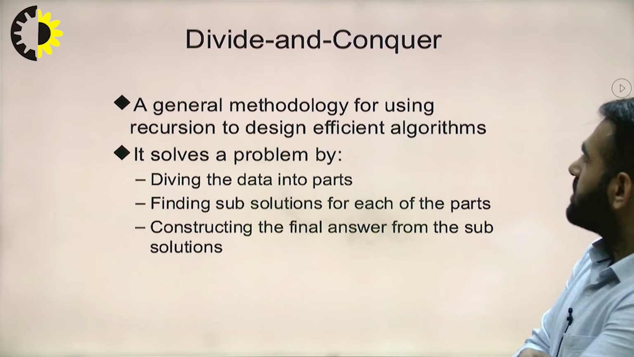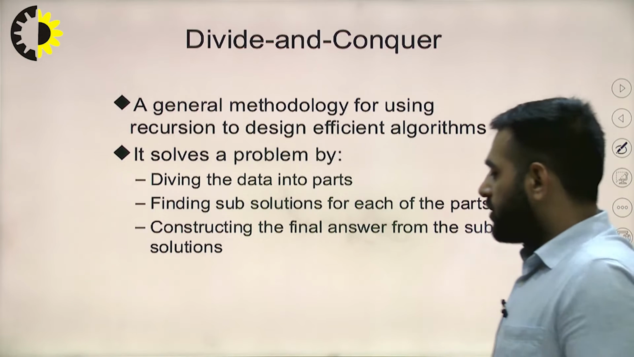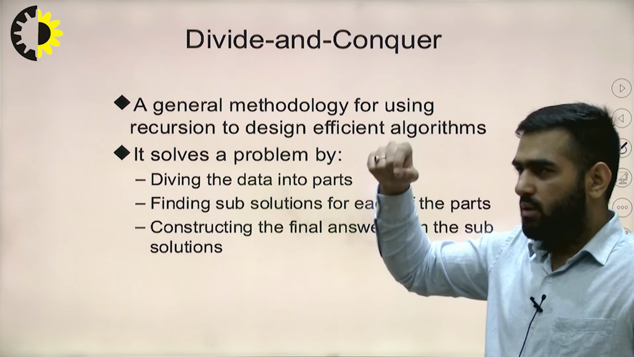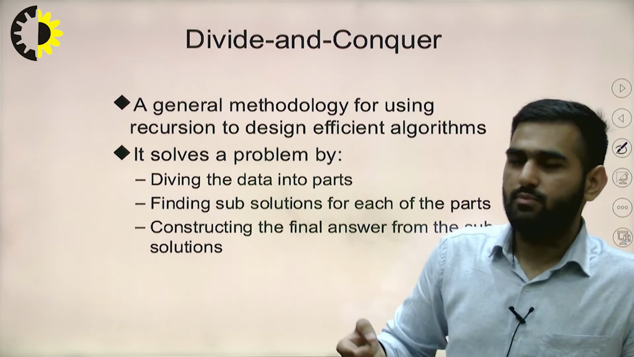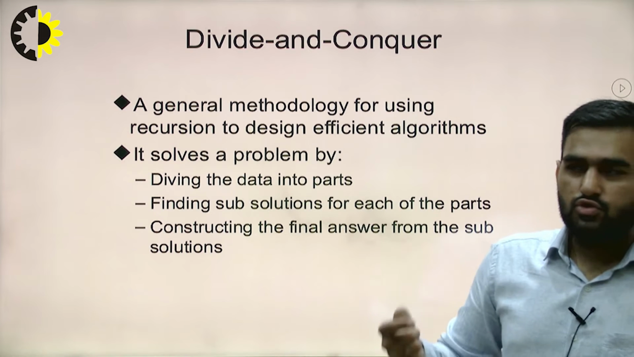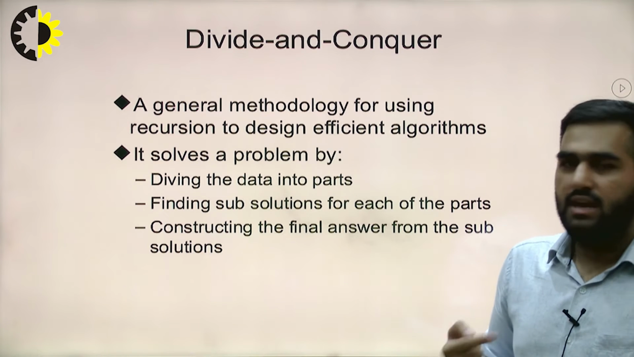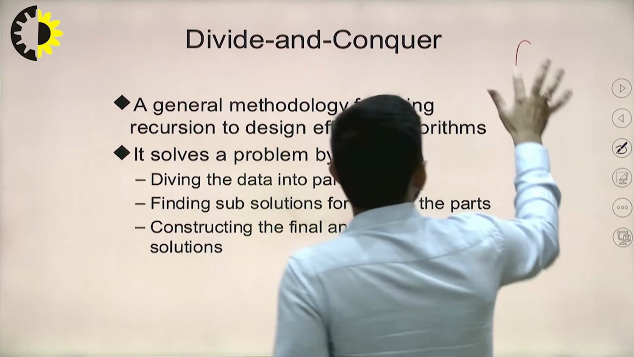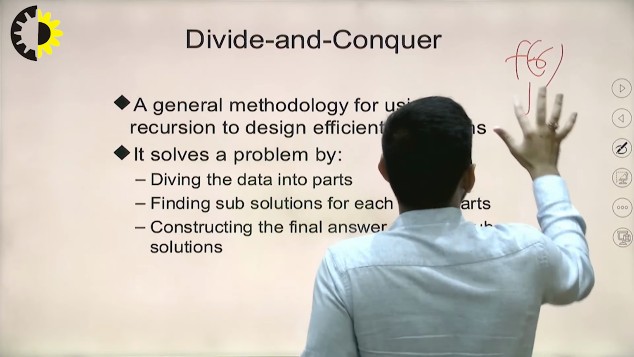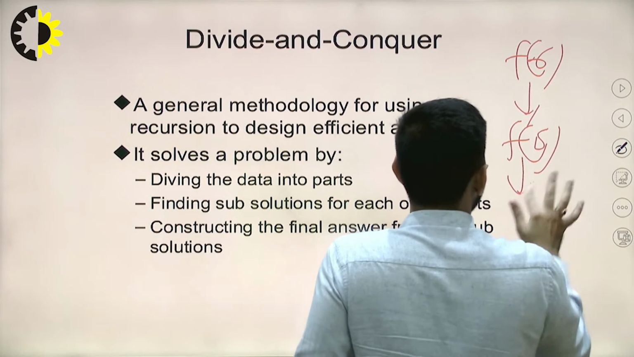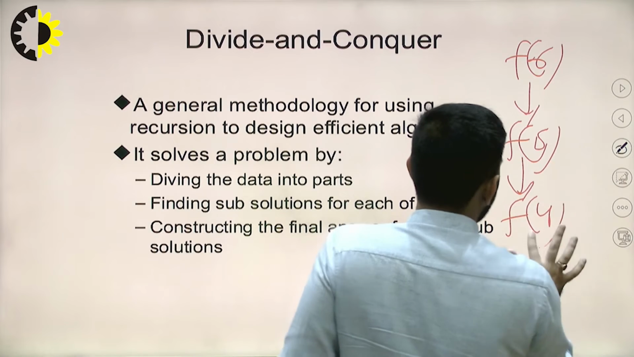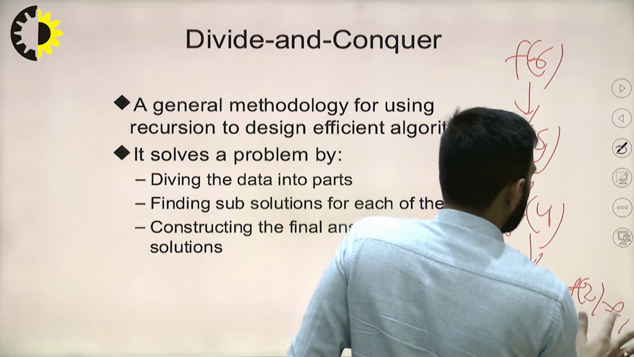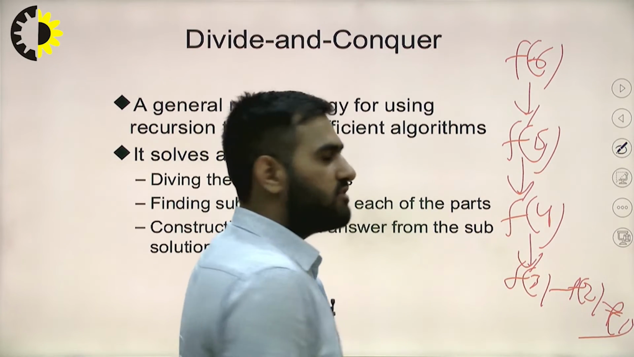Now, divide and conquer is a general method for using recursion. What we are doing, basically, is calling a recursive function. When we divide the problem into subproblems, we are repeatedly dividing, suppose n times, or suppose into n by 2. So we are recursively calling the function again and again. The function call will be the same, but the value will be different. Like factorial of 6 will call factorial of 5, which will call factorial of 4, it will call 3, 2, 1, and we will stop here.